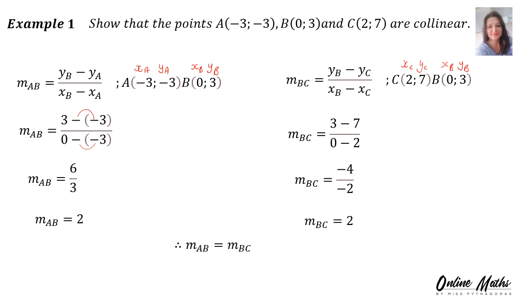So what can you see? The gradient between A and B is equal to the gradient between B and C. Therefore, the points are collinear.